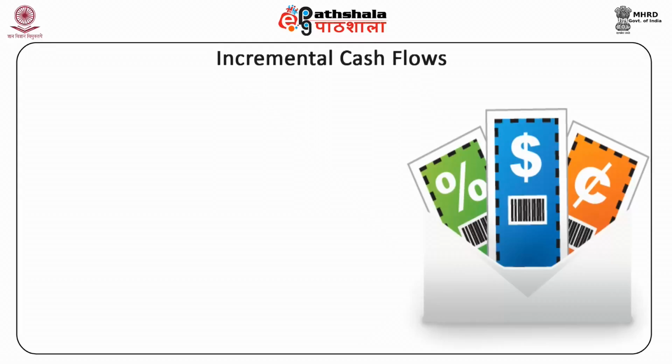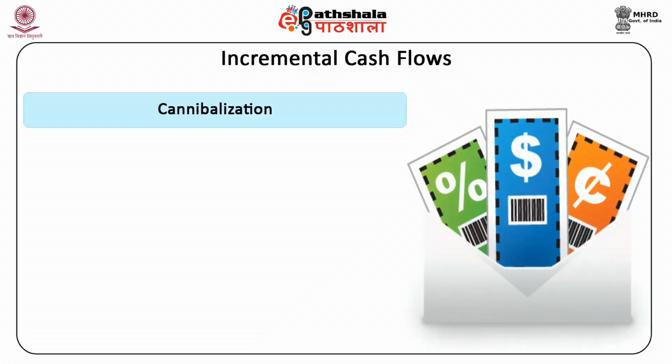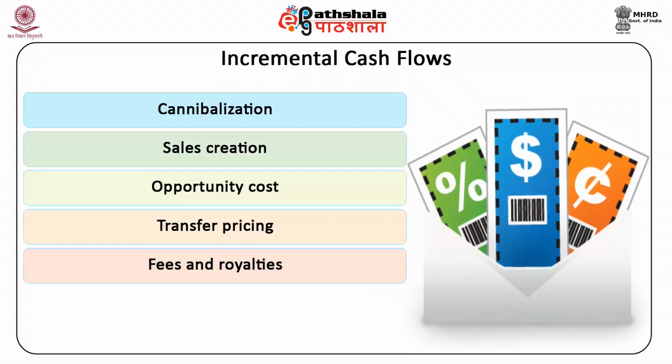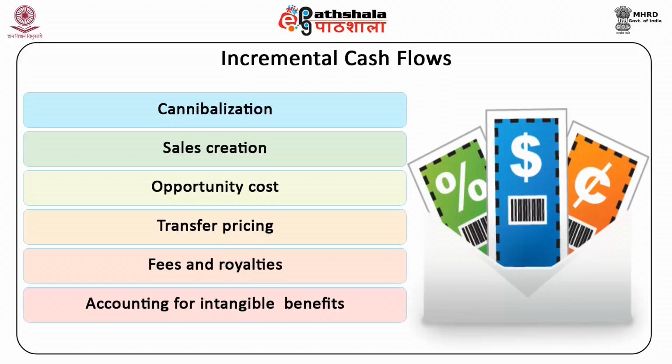The distinction between total and incremental cash flow is a crucial one. Incremental cash flow can differ from total cash flow for a variety of reasons. These are cannibalization, sales creation, opportunity cost, transfer pricing, fees and royalties, and accounting for intangible benefits.